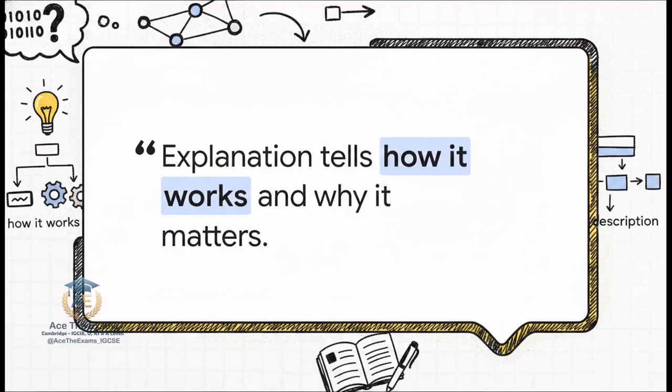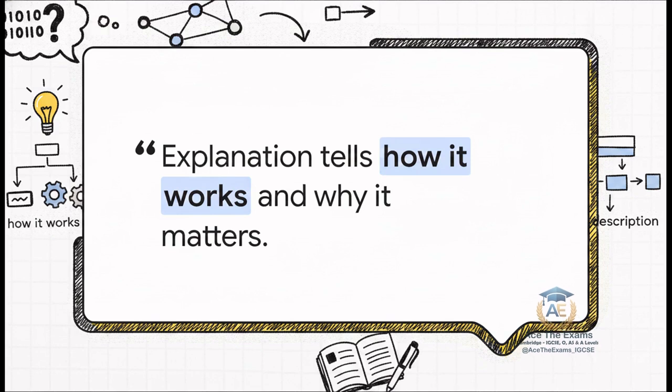I want you to burn this quote into your memory. Description tells what the device, process, or method is. Explanation tells how it works and why it matters. Distinguishing between these 2 concepts is where your computer science reasoning goes from average to incredibly strong. Examiners usually expect both, especially for those higher mark questions.